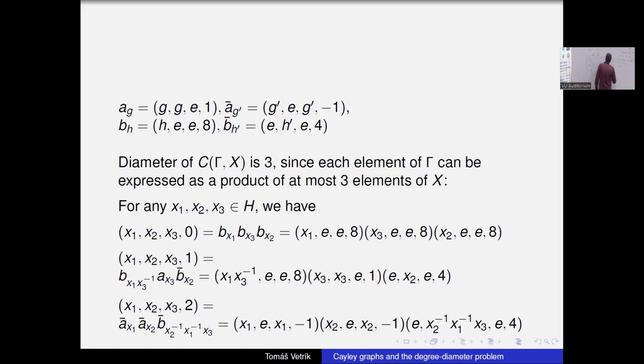But so what are our generators? 1, 3, 6, 8. So we need to express every element as a product of at most, if the diameter is 2, at most 2 elements. 0, 1, 2, 3, 4, 5, 6, 7, 8 in terms of generators. Actually, we can even say every non-identity element, because 0 we don't really have to express in terms of generators. However, we can, let's say 3 plus 3 minus 3, but it's not necessary because we are already there.